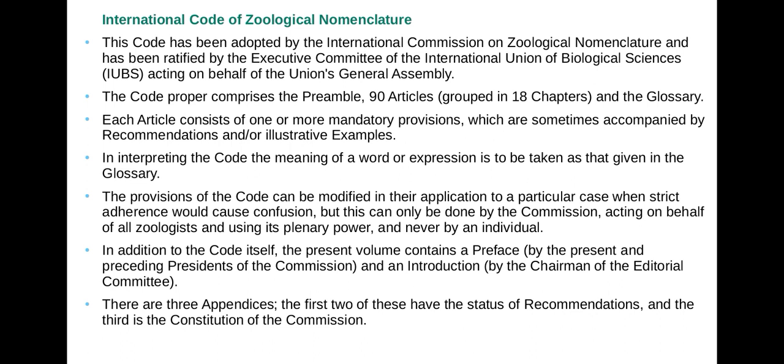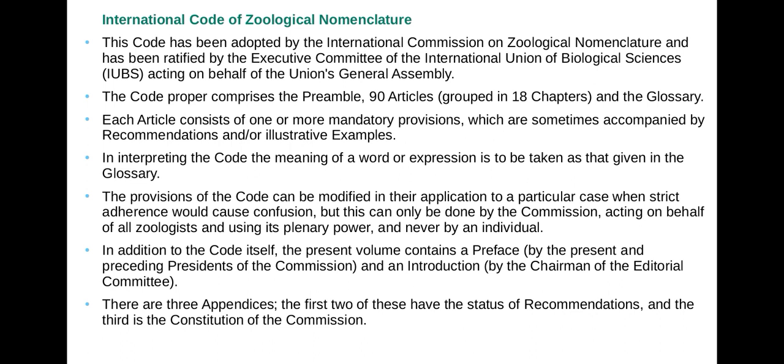The code proper comprises the preamble, 19 articles, and the glossary. Each article consists of one or more mandatory provisions which are sometimes accompanied by recommendations or illustrative examples. In interpreting the code, the meaning of a word or expression is to be taken as that given in the glossary. The provisions of the code can be modified in their application to a particular case when strict adherence could cause confusion, but this can only be done by the Commission acting on behalf of all zoologists and using its plenary power, and never by an individual.